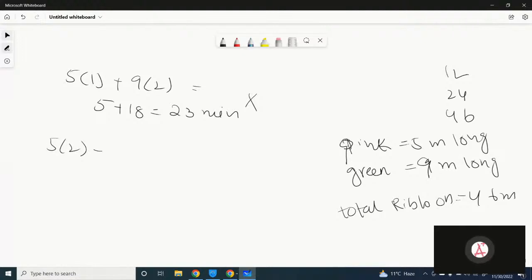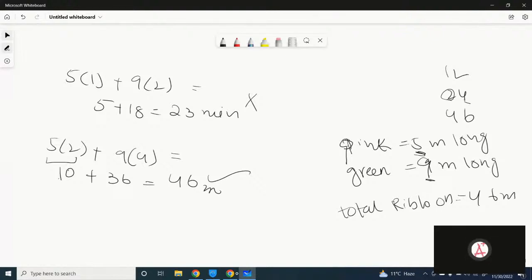Let's check the second one. 5 times 2 plus 9 times 4. 5 times 2 is 10, because the two means you have two pink rolls and each pink roll has the length 5. So the total length for the two is 10 meters. Same is the case for this one. You have 4 green rolls and each roll has the length 9 meters. So you have to calculate the total length. 9 times 4 is 36. And when you add them together, they make 46 meters.